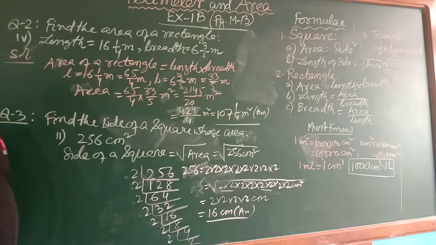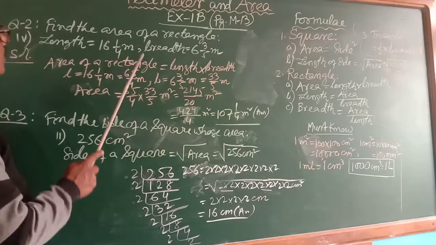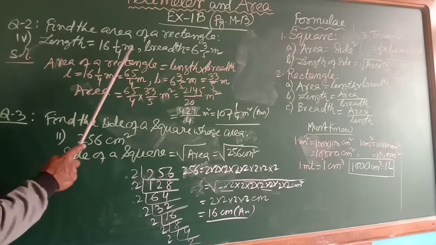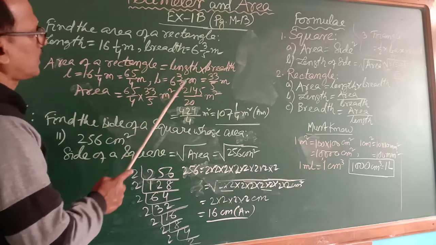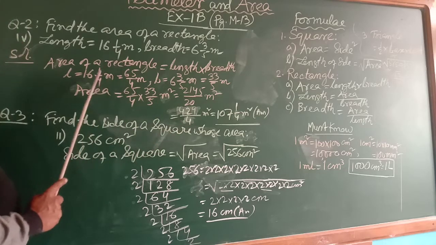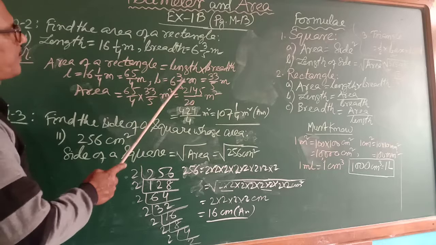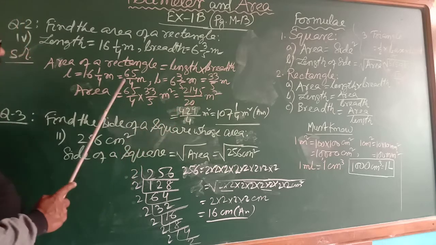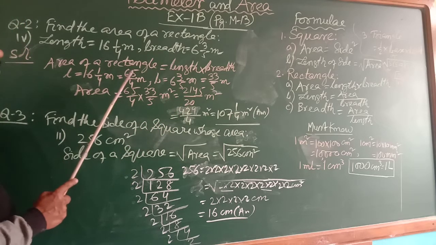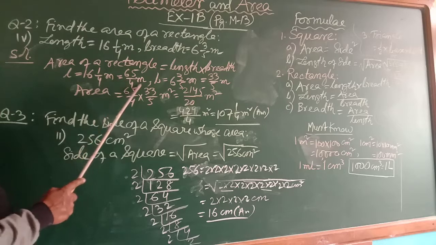So the area of a rectangle formula is length into breadth. Length is 16 whole 1 by 4 meter, and breadth is 6 whole 3 by 5 meter. 16 whole 1 by 4 meter is equal to 65 by 4 meter, and 6 whole 3 by 5 meter is equal to 33 by 5 meter, if you convert them into improper fractions. Now that is what you have done.